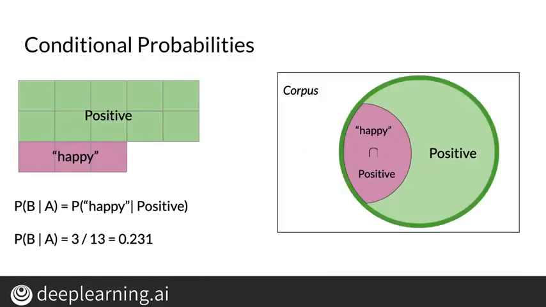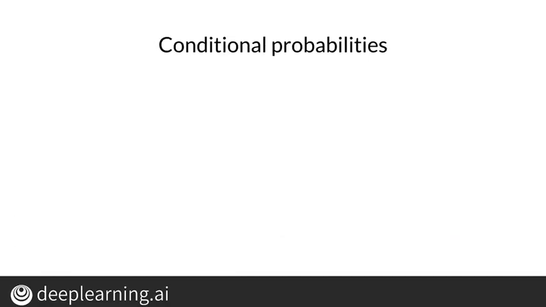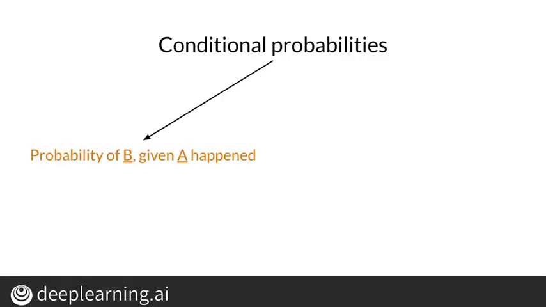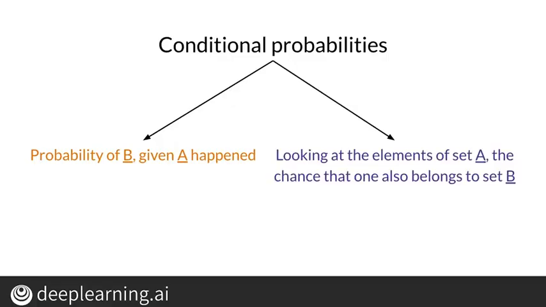You could make the same case for positive tweets. The purple area denotes the probability that a positive tweet contains the word happy. In this case, the probability is 3 over 13, which is 0.231. With all of this discussion of the probability of meeting certain conditions, we are talking about conditional probabilities. Conditional probabilities could be interpreted as the probability of an outcome B, knowing that event A already happened. Or, given that I'm looking at an element from set A, the probability that it also belongs to set B.